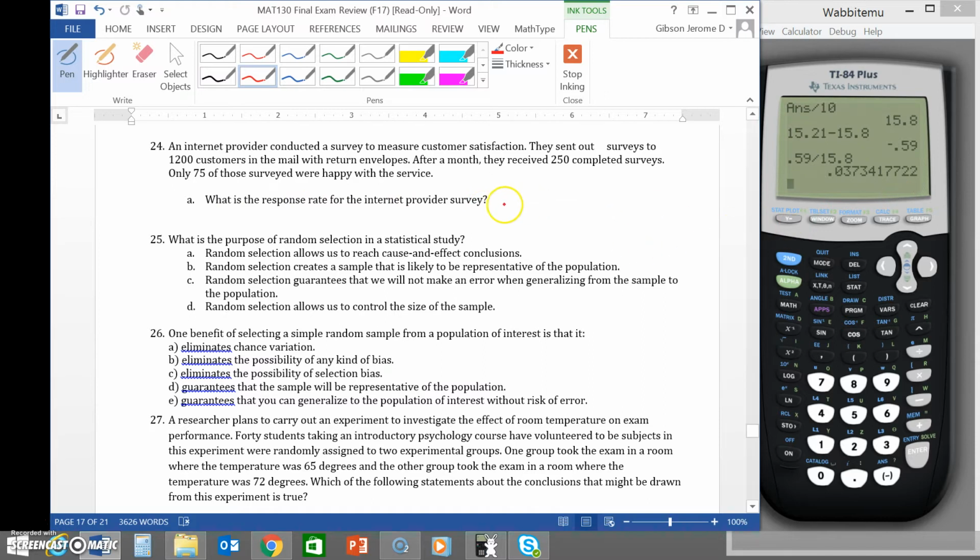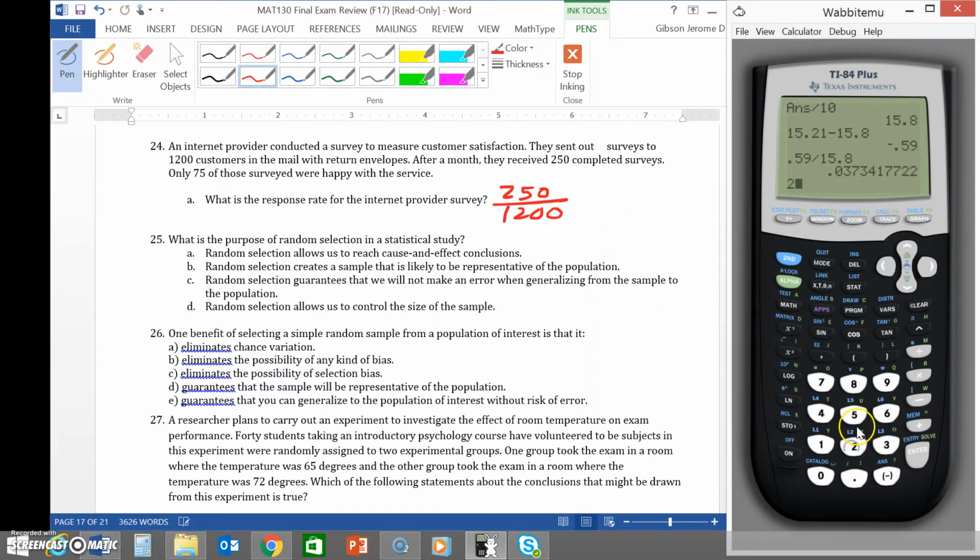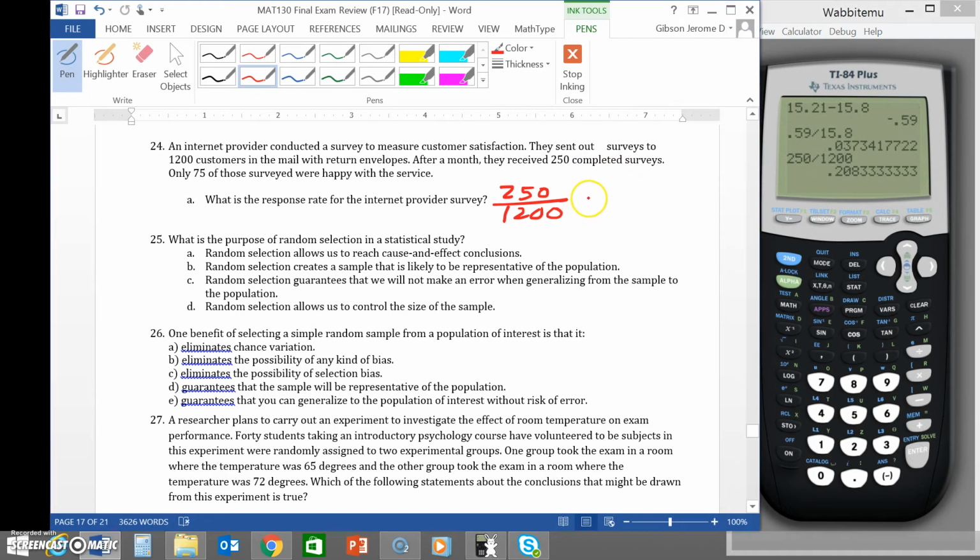So it was only 250 out of 1,200 that responded. Now, we could write that as a percent, so it'll be 250 divided by 1,200. And that would give us, and we could do it as an approximation, we could round to 20.83%. That was the response rate. Okay, now 25 is actually your 26.